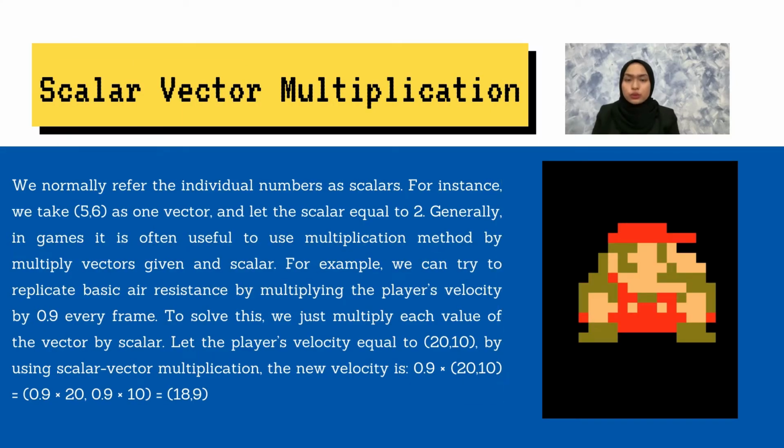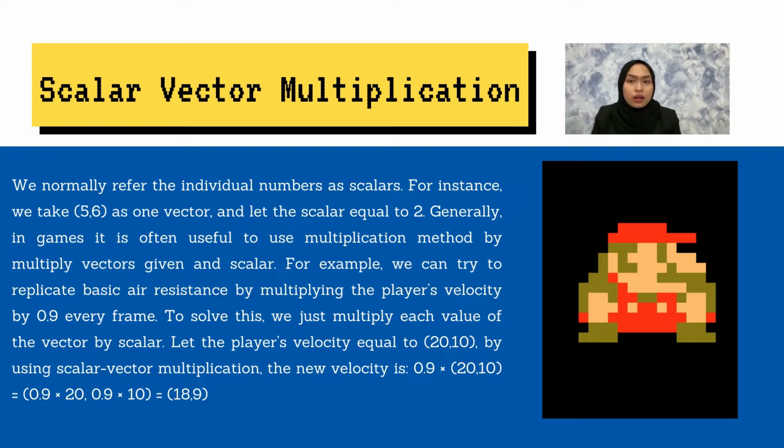Okay, now we proceed to scalar vector multiplication. When we talk about vectors, we normally refer to the individual numbers as scalars. For instance, we take 5, 6 as one vector and let the scalar equal 2. Generally, in games, it is often useful to multiply the given vectors by a scalar. For example, we can replicate basic air resistance by multiplying the player's velocity by 0.9 for every frame. To solve this, we just need to multiply the value of the vector by the scalar.